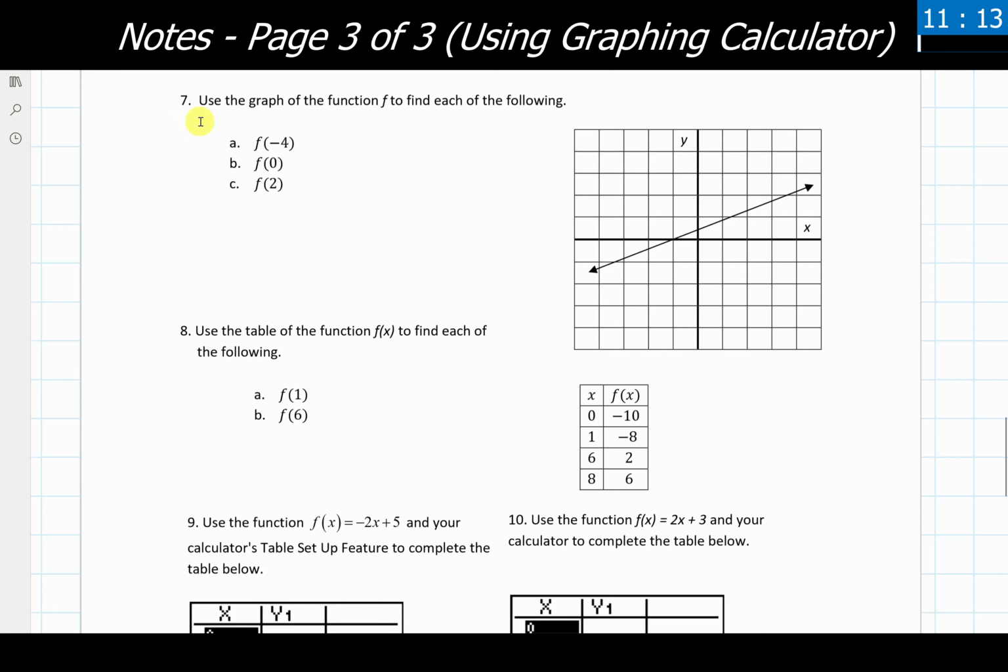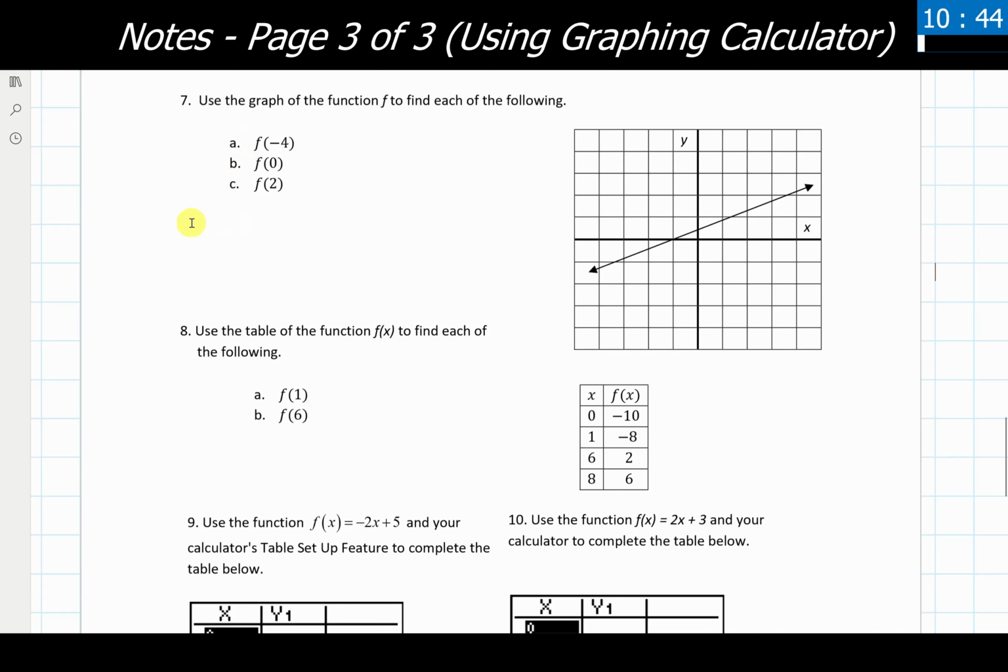Looking at number 7, we're told use the graph of the function f to find each of the following. Now, the big thing that I want us to take away from this particular problem, and when you see problems like this, is the fact that we are going to need to start making some reasonable estimates with these problems if we are not finding points that are directly at these points of intersection on the graph. So we're asked about f of -4, f of 0, and f of 2.